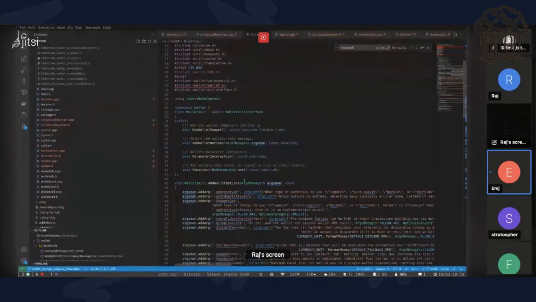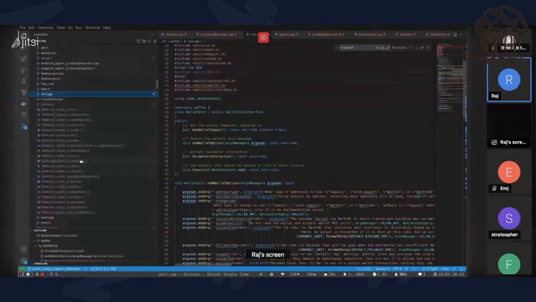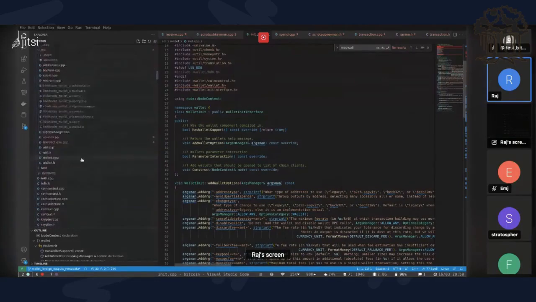Okay. Thanks for the tour. First time seeing all the components in the wallet. I didn't know there were so many things. Yeah. There are a few things in the wallet, and it's quite interesting.